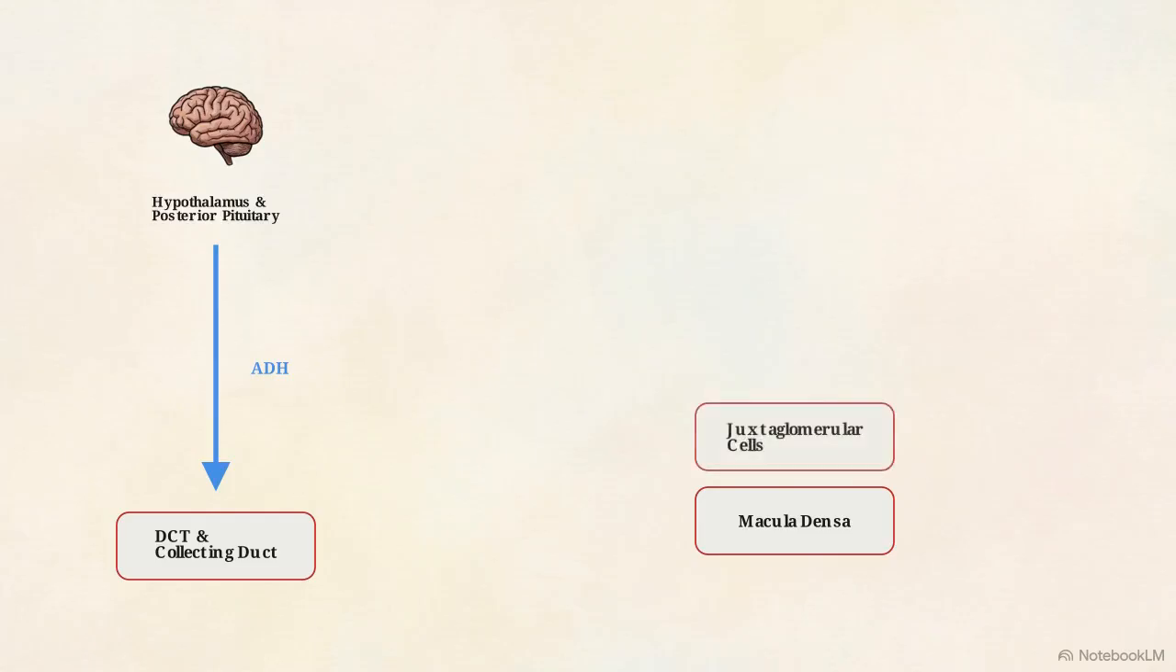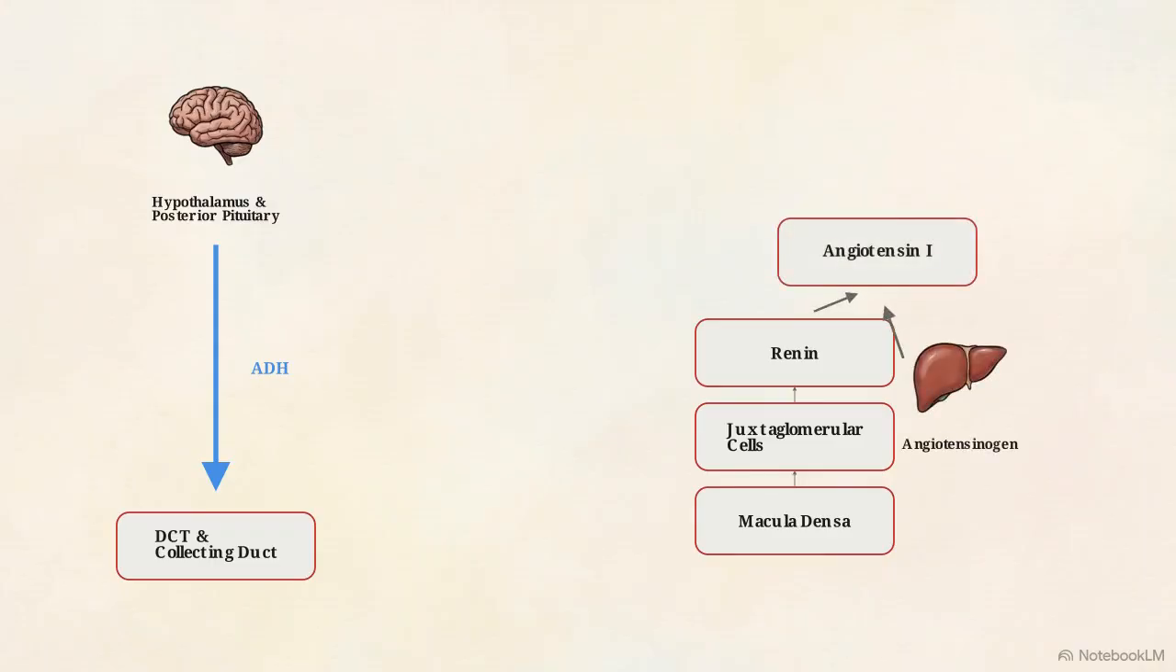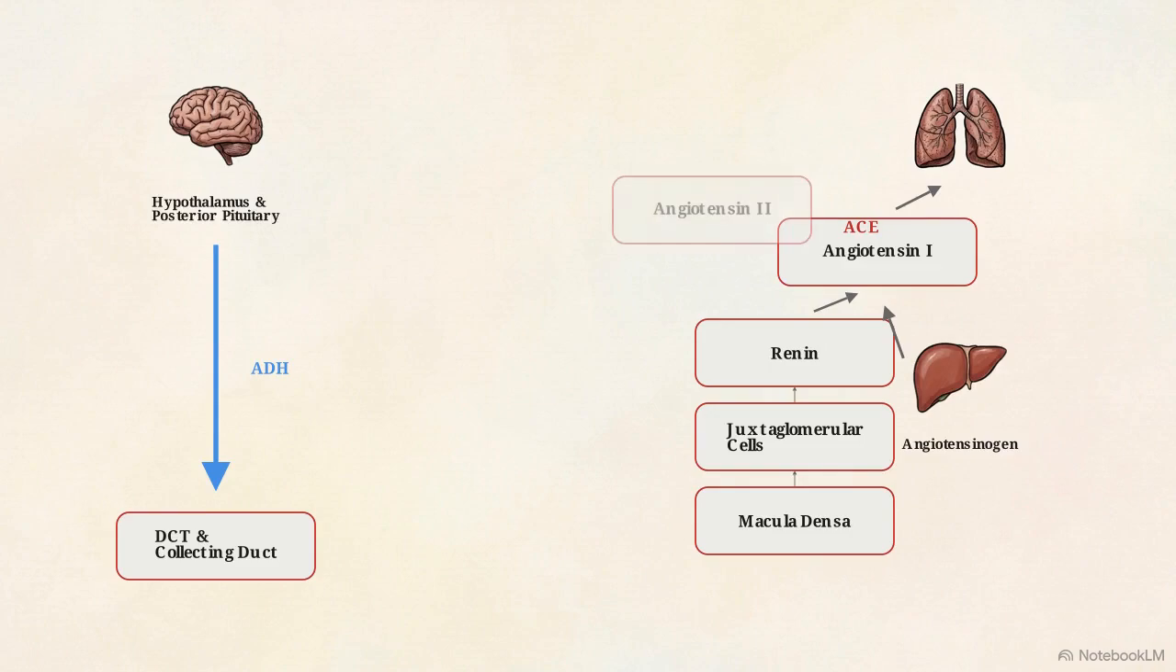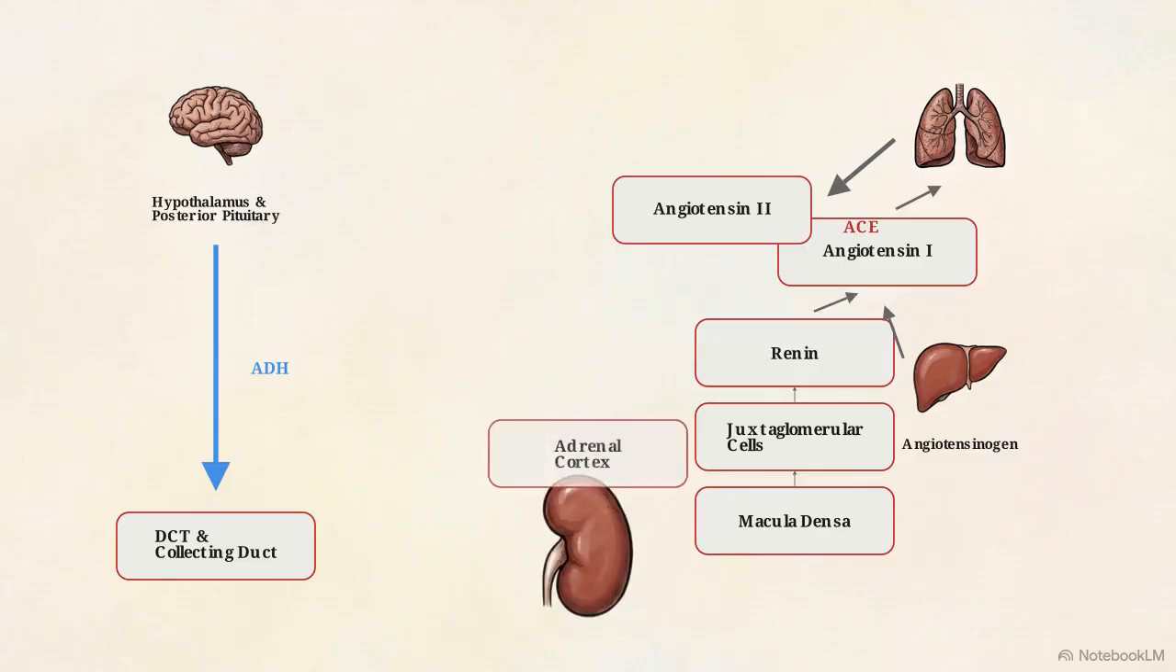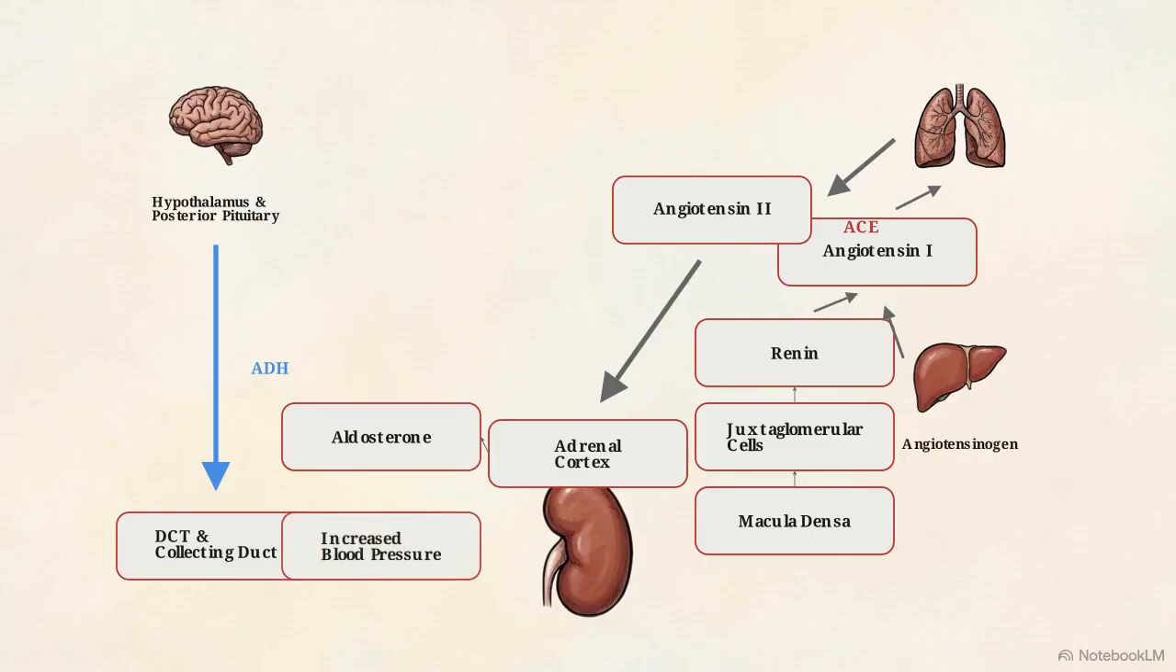Specialized macula densa cells detect the pressure drop and signal juxtaglomerular cells in the kidney to release an enzyme called renin. Renin meets angiotensinogen from the liver and converts it to angiotensin 1. As that travels through the lungs, an enzyme called ACE converts it again, creating the potent vasoconstrictor angiotensin 2. Angiotensin 2 then triggers the adrenal cortex to release aldosterone. This hormone pulls sodium back into the blood, dragging water with it, increasing blood volume and raising your blood pressure back to normal.